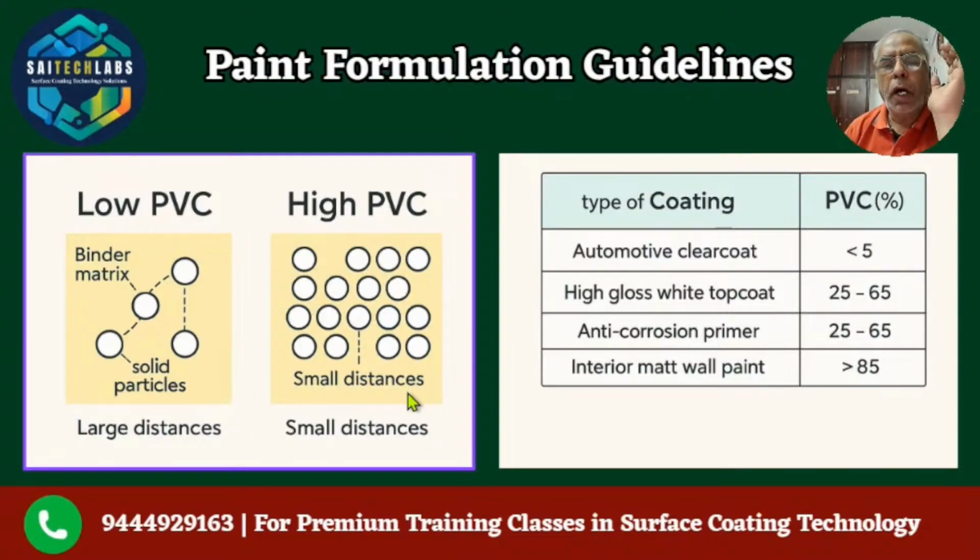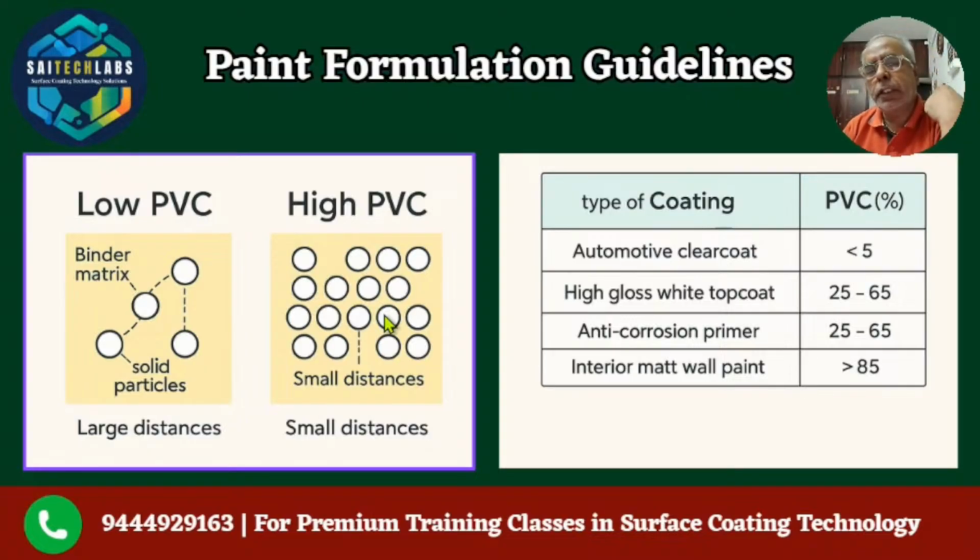But in the case of high pigment volume concentration, you can find more pigment particles here and less of the binder matrix. So the distance between the particles, that is pigment or extender particles, will be the least, and thereby you are able to get better coverage, but binding will be less. If it is too much, it may cause some porosity also. So you have to achieve the correct pigment volume concentration.